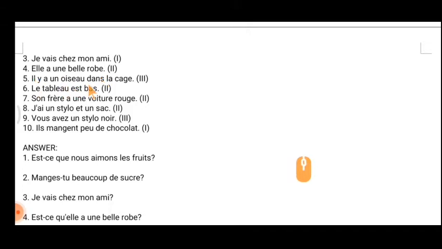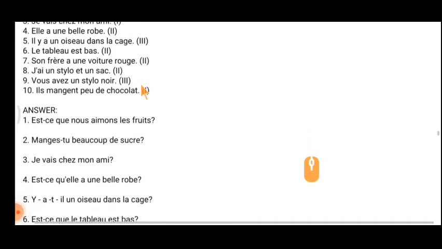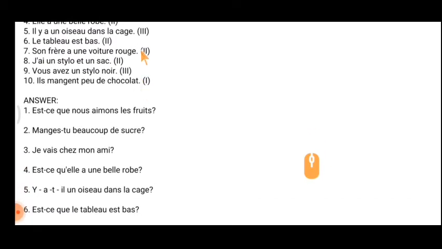Next is il y a un oiseau dans la cage. Third one, and for this inversion method should be used. Y a-t-il un oiseau dans la cage? So definitely this exercise is one of the important exercises for quarterly, as well as for today's online test. I will be asking this.